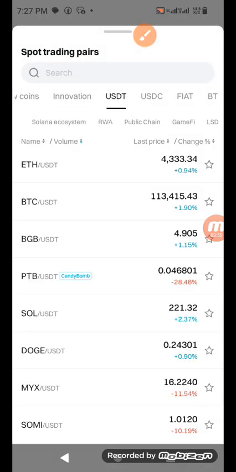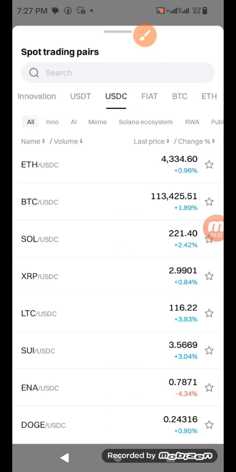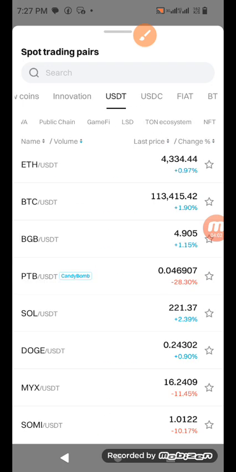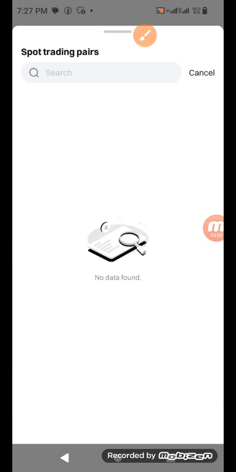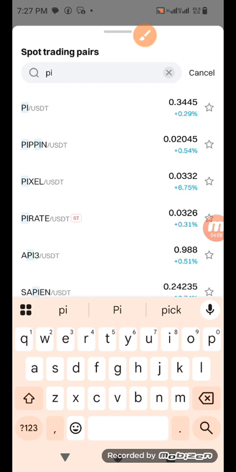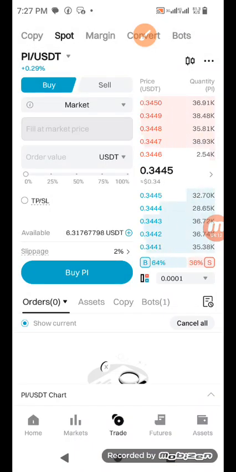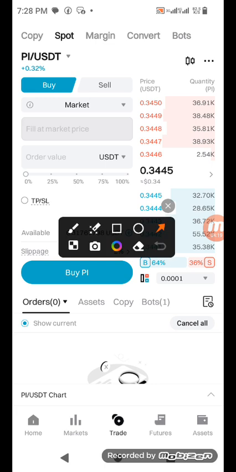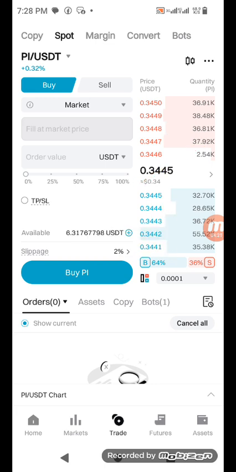If I can't find Pi in this list, I'm going to type it on the search bar. I simply type Pi. As you can see, Pi is showing up here, so I click on it. Now, you see how it fluctuates. For now, you could see Pi is trading at 0.3445 for USDT, you understand? Now, the question is, I want to buy.